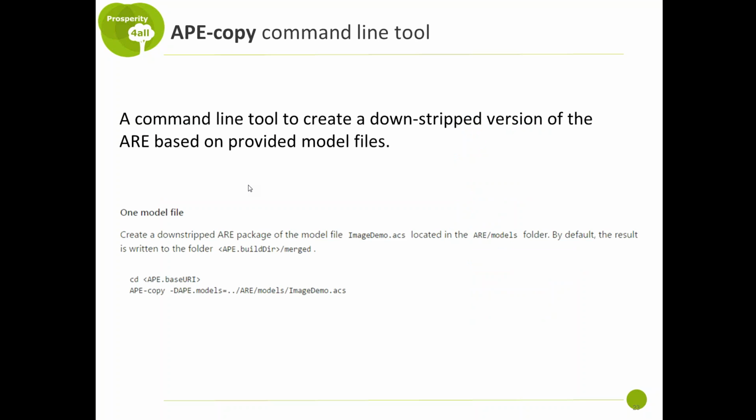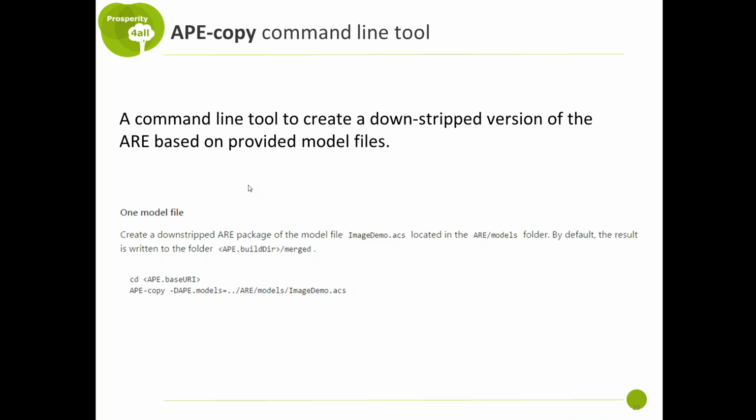Here's an example of how to use the ape command line tool. There are two modalities. One possibility to use ape is the command line tool, and the second one is to use the project structure and build tools. With the command line tool, for example, you would use it like this. You call ape copy and then provide the path to a model file that you would like to use for your assistive solution. And then ape copy creates the downstripped ERE version for you.